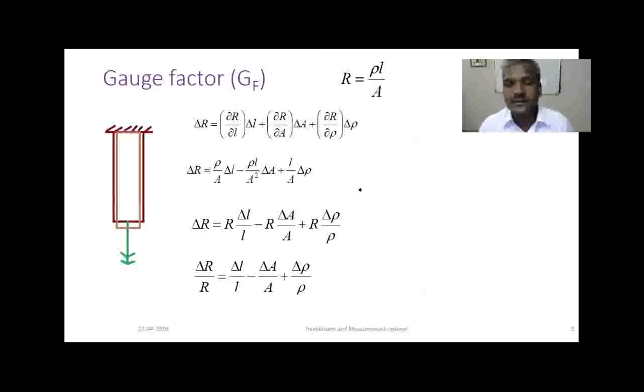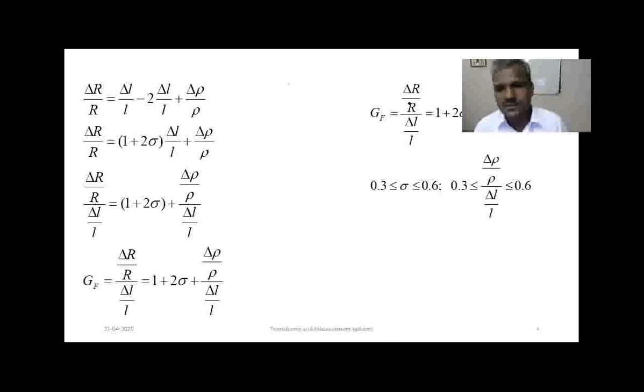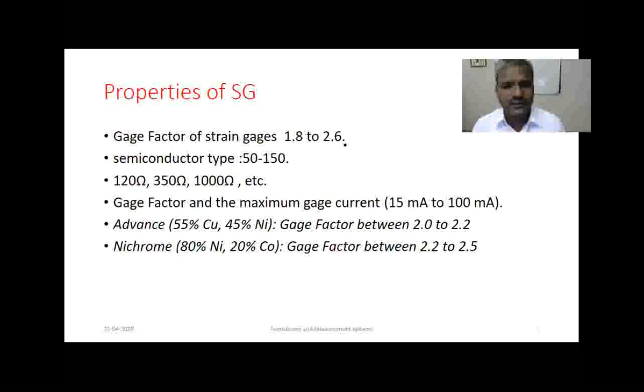So the important specification for a strain gauge is the gauge factor. The gauge factor is the ratio of per unit change in resistance to per unit strain. The gauge factor value normally varies from 1.5 to 2.5, especially for semiconductor strain gauges it is 50 to 150, very large values of gauge factor.